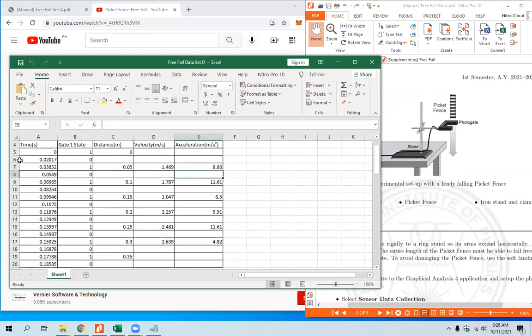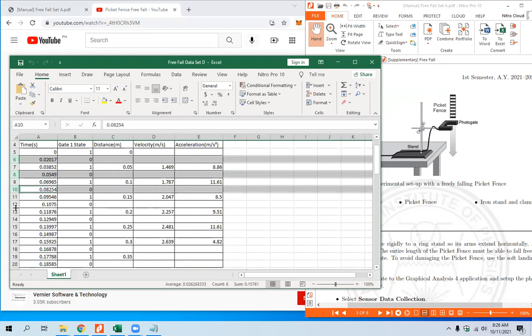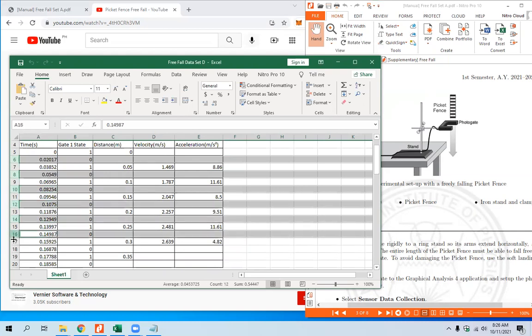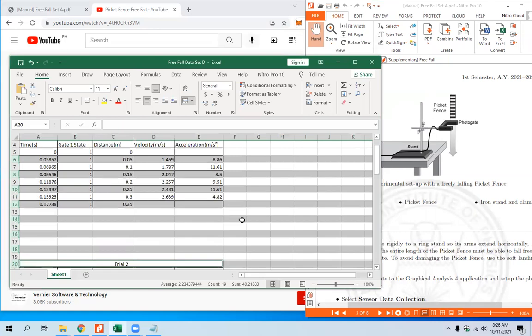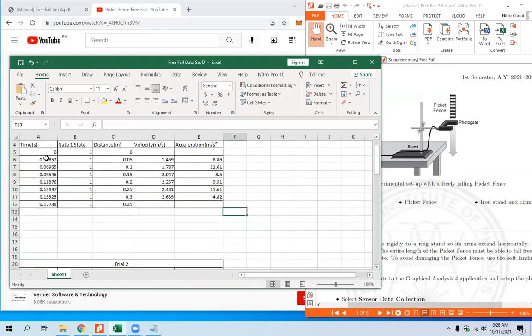So when you are going to do your graphical analysis for this experiment, para mas mapadali, just delete the gate 1 states na 0 kasi these don't matter for your experiment. So just like here, i-delete ko. Yan, ito lang kailangan ko. So ito lang, i-retain ko.